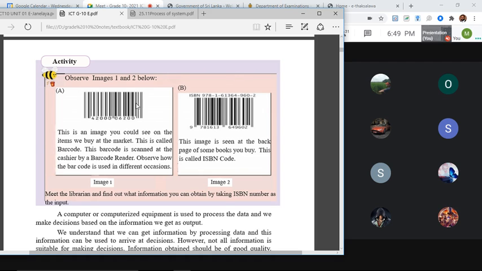Okay, so you have all seen these things on each and every item that you purchase in a supermarket. When you go to a supermarket, you can see things like this.